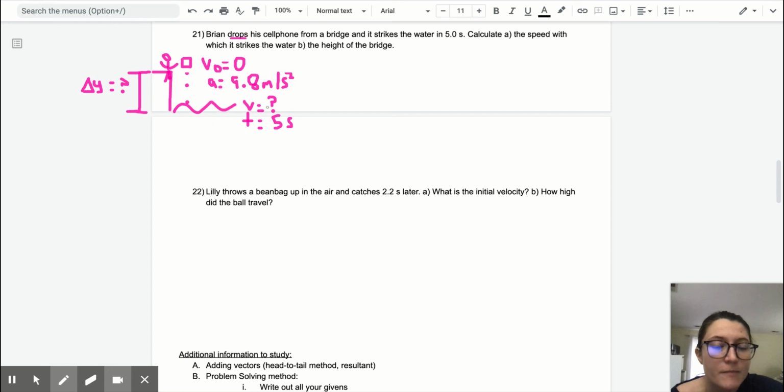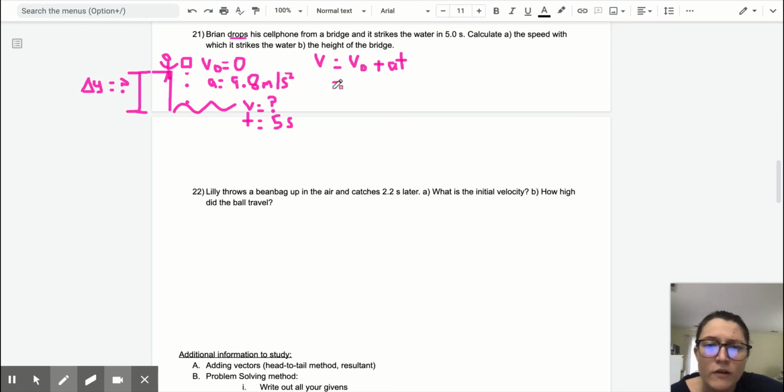out of the big four equations, because acceleration is constant. We're looking for the equation in which we can solve for v. Specifically, we're looking for the equation without delta y in it. And that would be our first equation. So our velocity is equal to the initial velocity plus the acceleration times time.